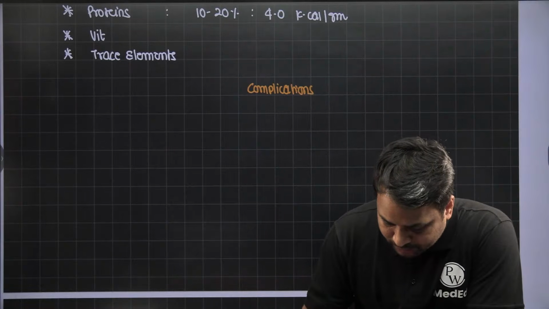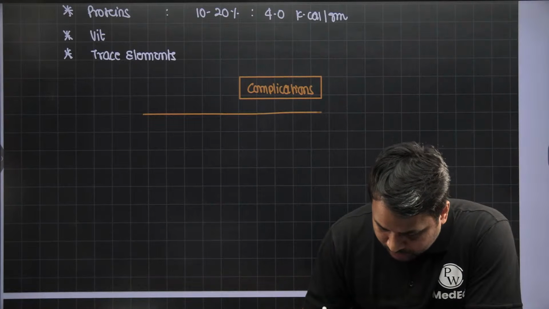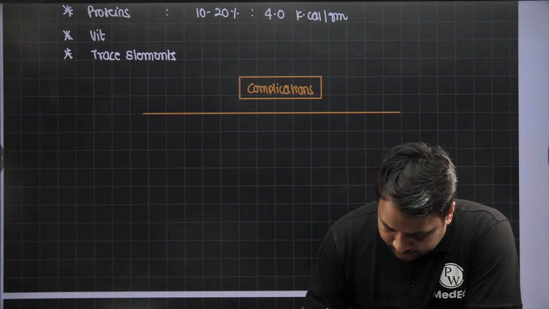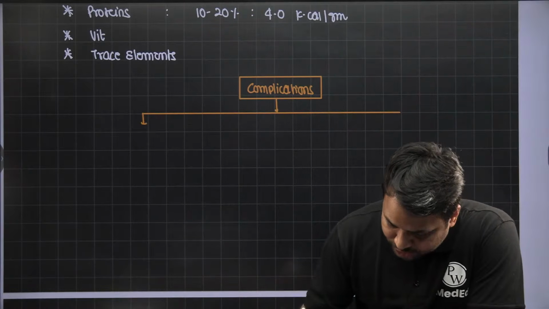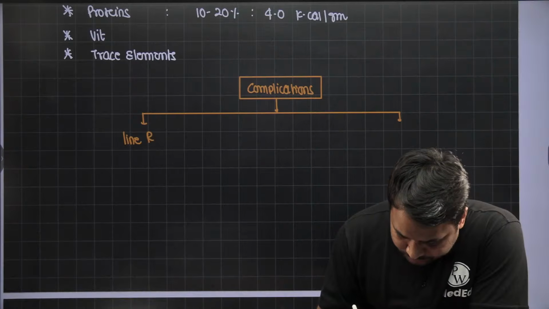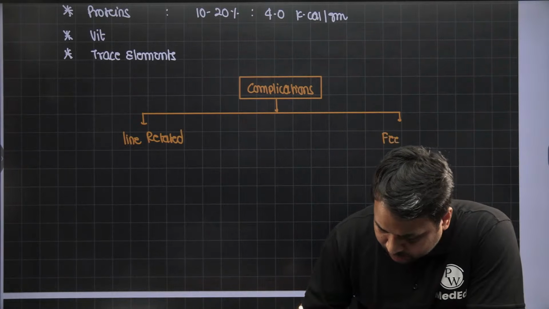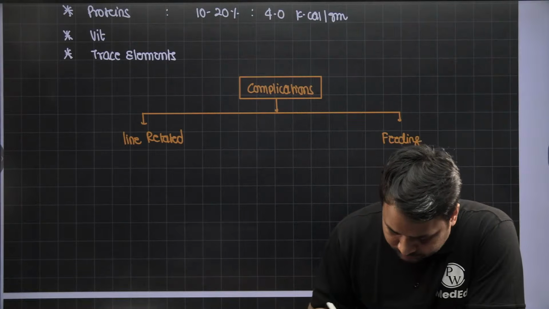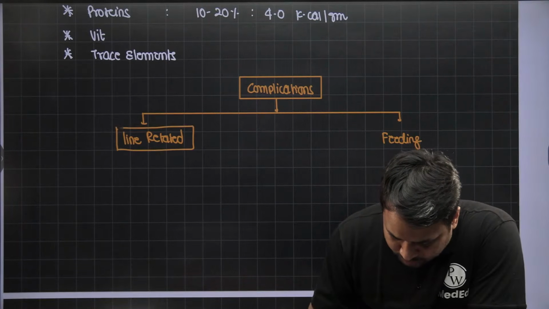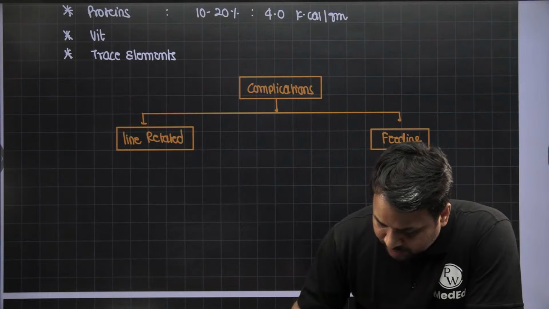associated with total parenteral nutrition can be classified into two categories. One we call as the line related, another one is feeding related. So we will differentiate them on the basis of line related complications, and then you have feeding related complications. So we have two sets of complications. One is going to be line related, another one is going to be feeding related complications.